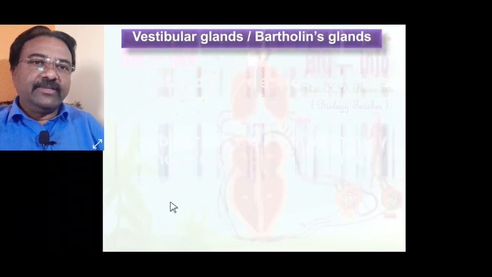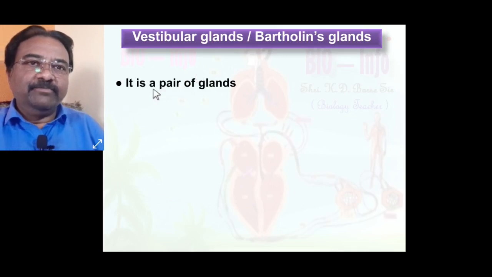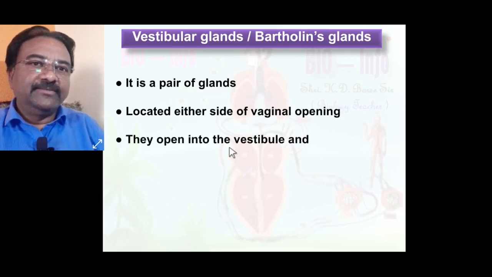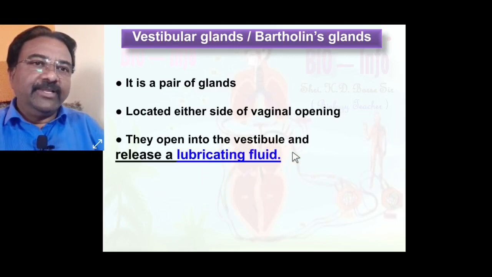First one is vestibular gland or Bartholin glands. It is a pair of glands located on either side of the vaginal opening. The vaginal opening is present in the vestibule. So inside the vestibule, on either side of the vagina, are located the vestibular glands or Bartholin glands. They open into the vestibule and release lubricating fluid.